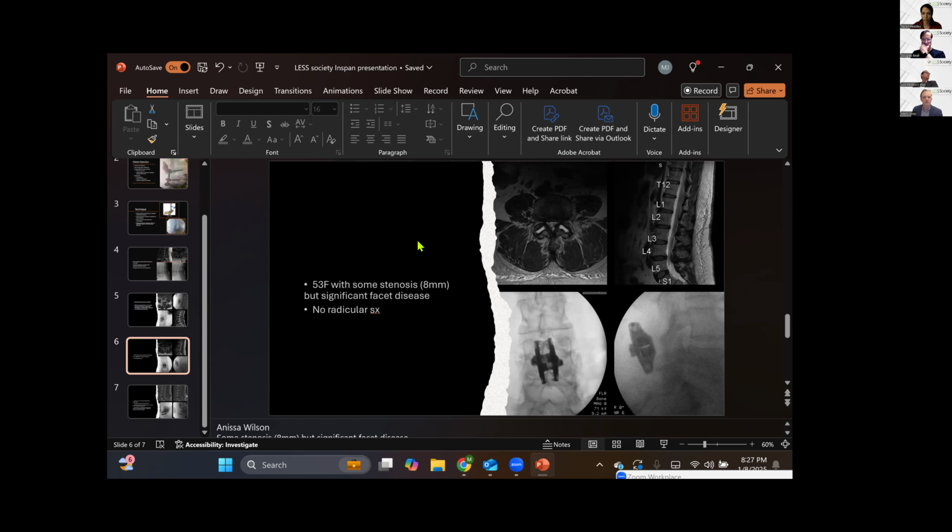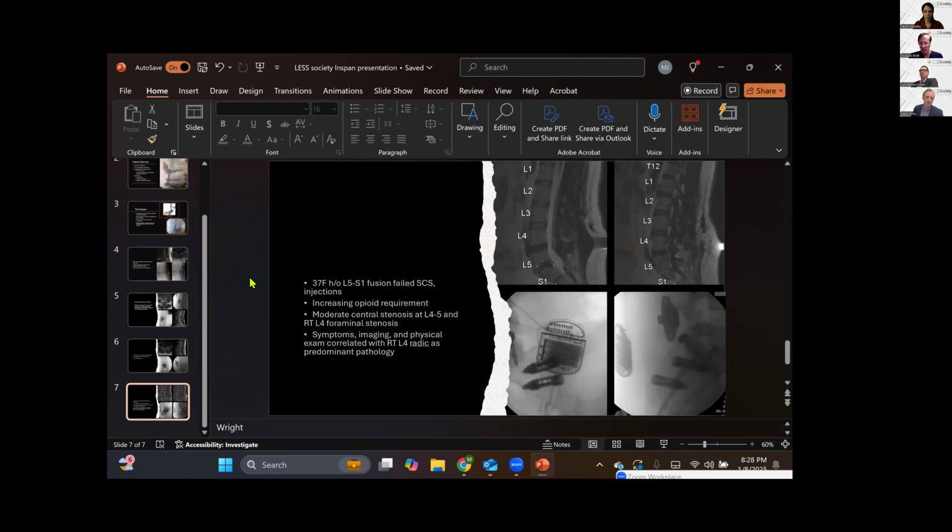And another thing to point out about these first 3 cases is they're all really single level disease, including this patient. The superior and inferior facets were much less affected. And I think that's a big part of why she did well. Not to say that I only treat patients with single level disease, but these are good cases to focus on.